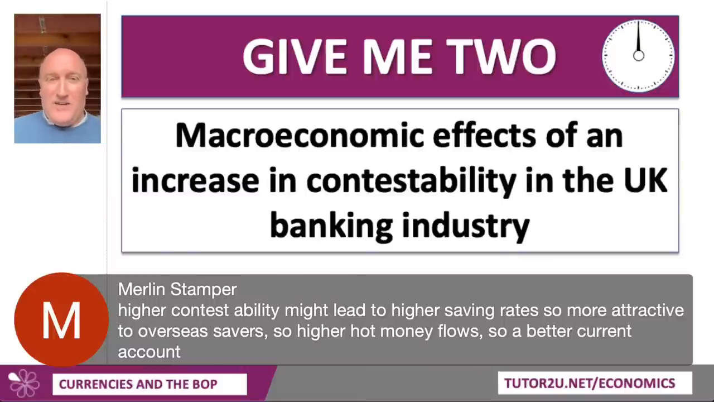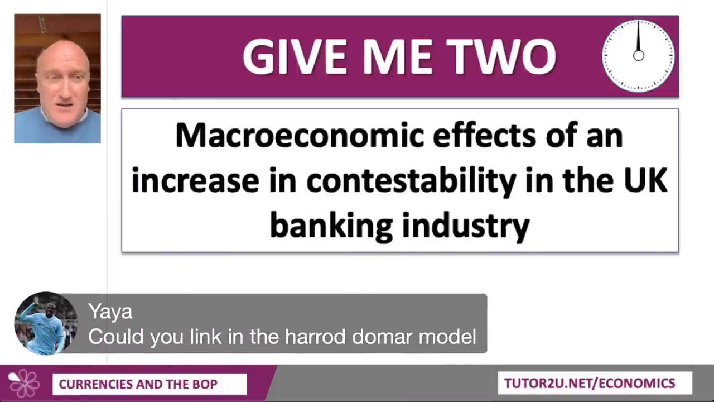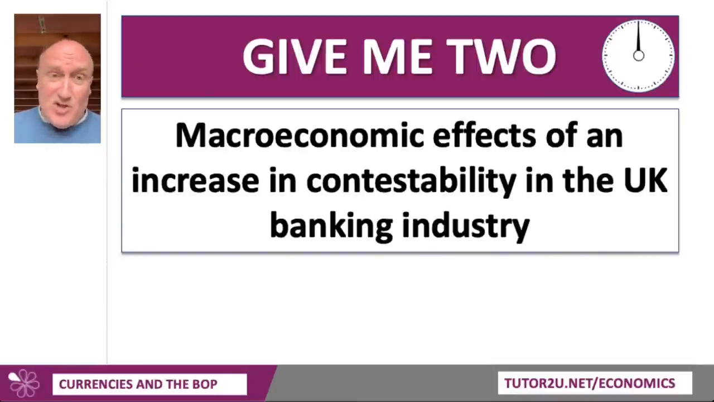So money coming into the banking system is on the financial account, which is below the current account. Current account, of course, is just X minus M plus primary and secondary income. Yeah, it says, could you link in the Harrod-Domar model? You certainly could. Probably more relevant, I think, for developing nations, where you need to lift the rate of saving. But the UK does have a low savings culture, and perhaps the challenger banks could help address that, particularly amongst young people, by the way.